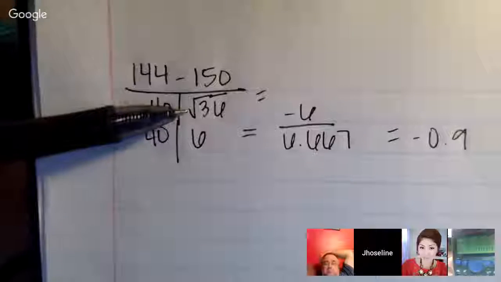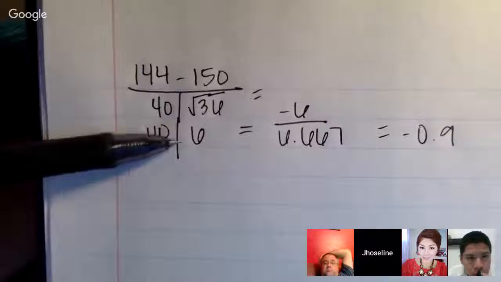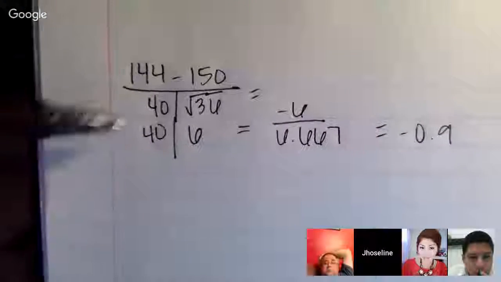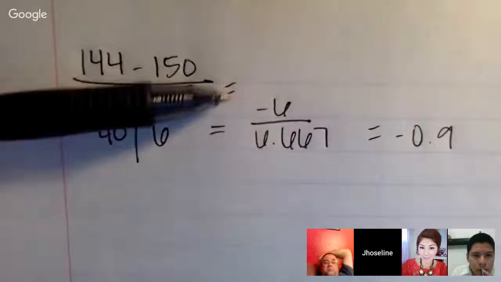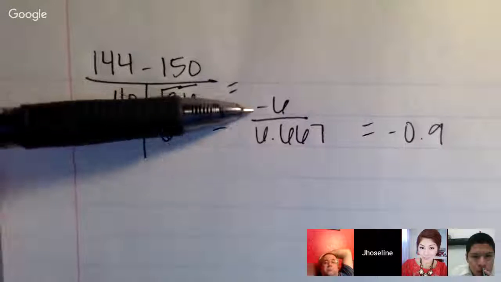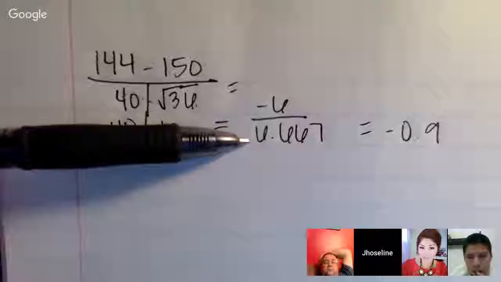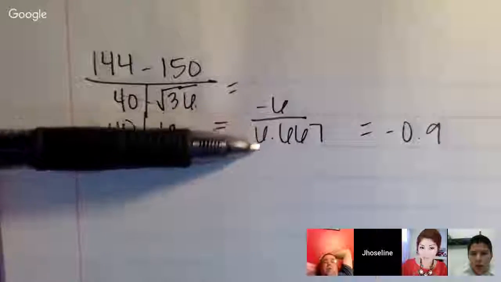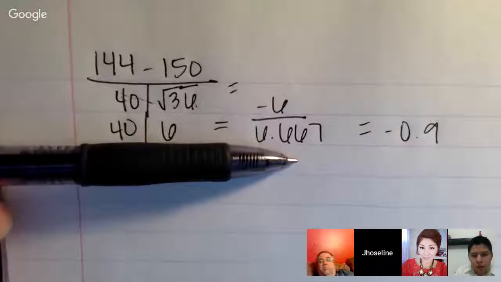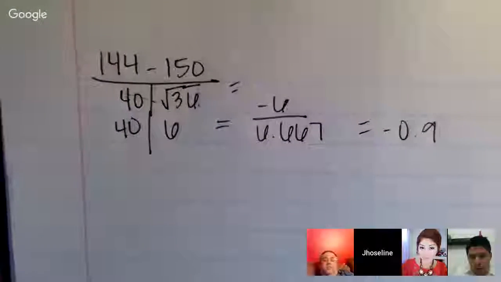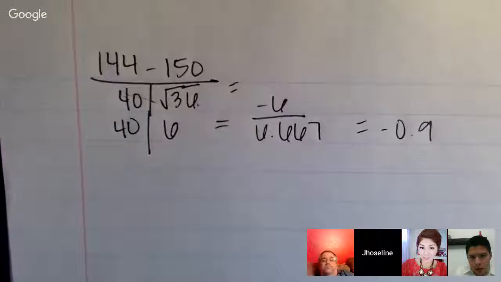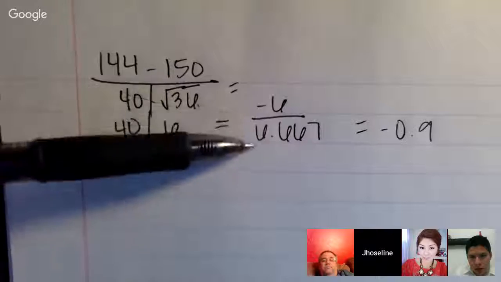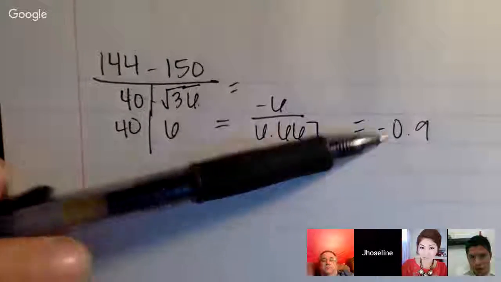And then this down here is converted into this. So you mark that part out, and then you bring the negative 6 down. And over here it is 40 divided by the 6, and that is the 6.667. And then that divided by that is the negative 0.9.